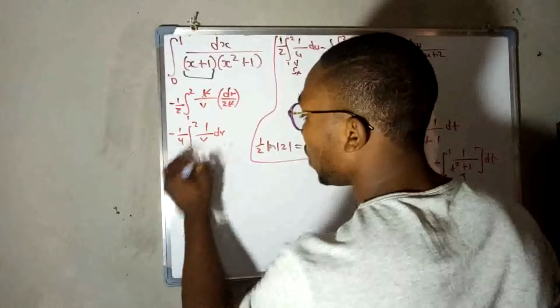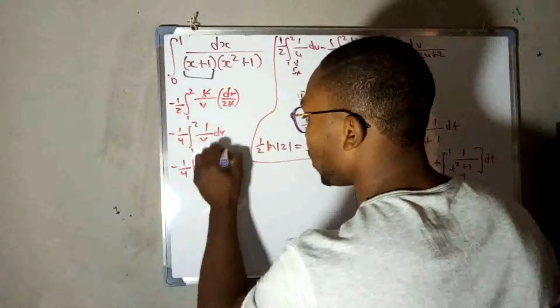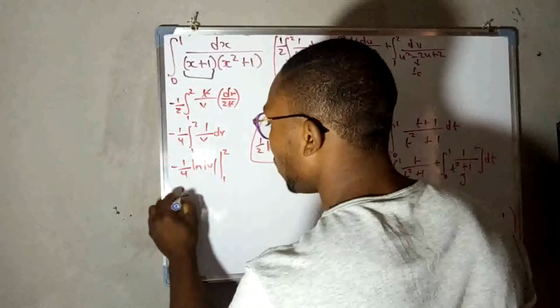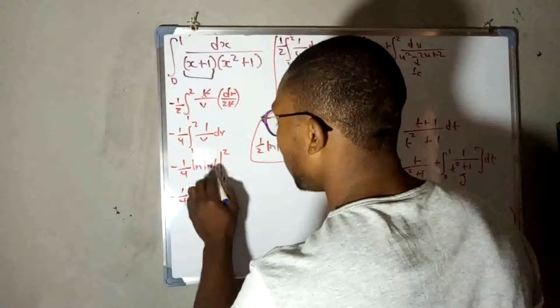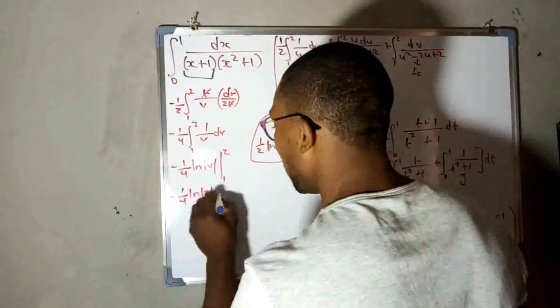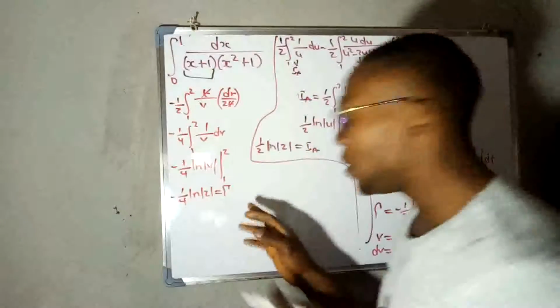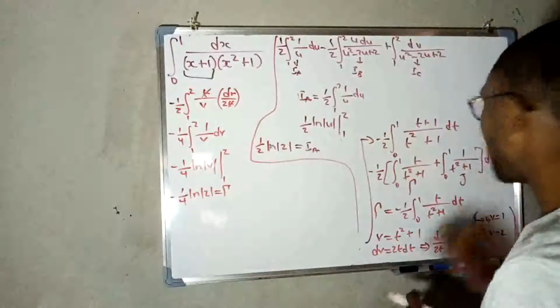Now the integral of this is nothing but ln v. So I have to plug in my limit, which is 1 to 2. So when I plug in my 2 into my v, it's nothing but minus 1 over 4 ln 2. When I plug in my 1 into my v it is 0, so we don't have to put it. So remember, this is for my gamma. Hey, fellow mathematician, this is for my gamma. Now we have to go for my g.